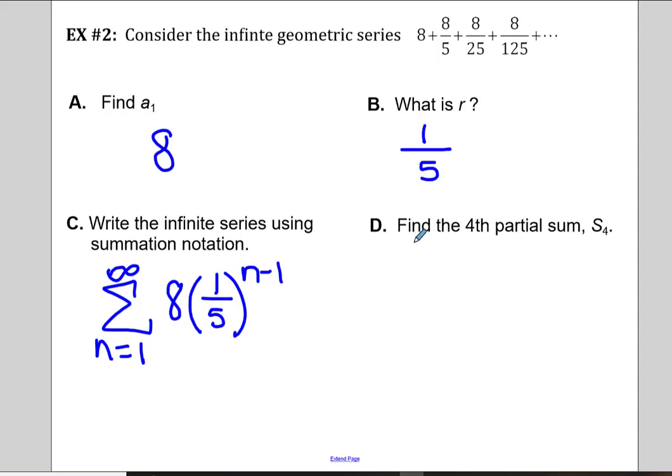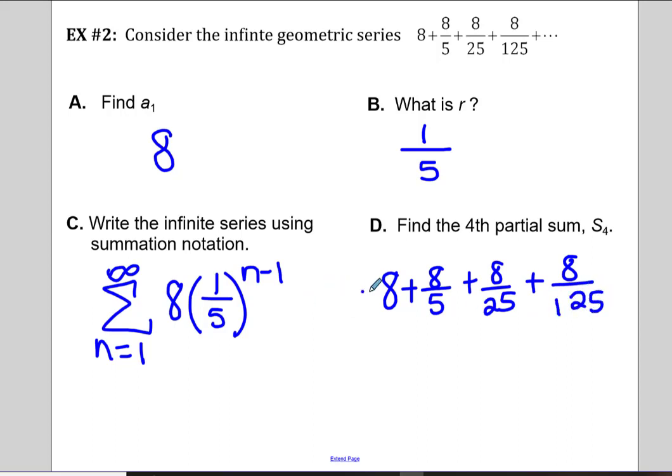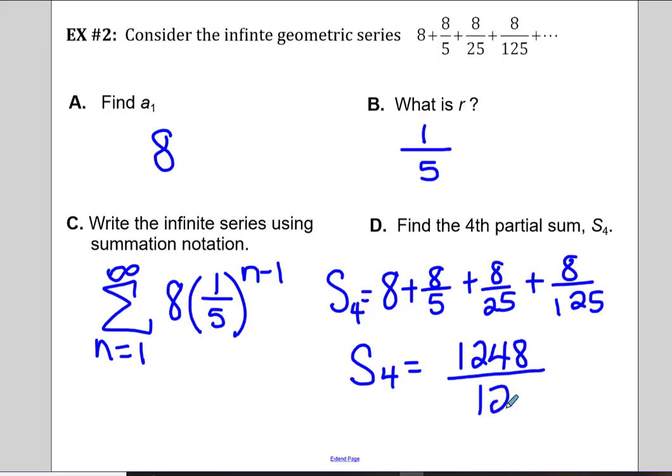We want to find the fourth partial sum, so the fourth partial sum would be adding these 4 terms, so 8 plus 8/5 plus 8/25 plus 8/125 is our fourth partial sum, and using my calculator I get 1248 in the numerator with a common denominator of 125.